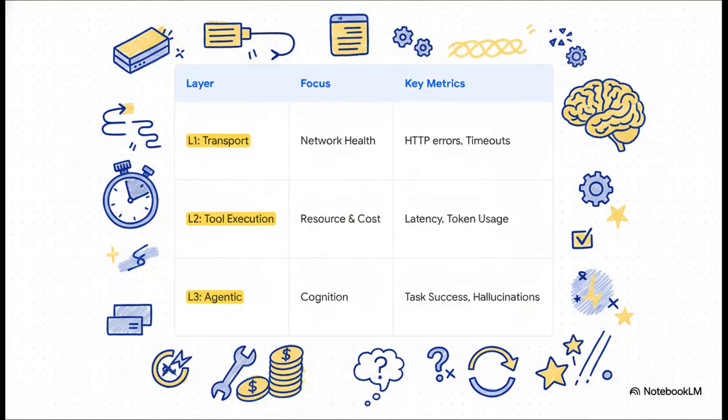And we have to monitor this whole process at different altitudes. Layer 1 is just the basic plumbing. Is the network okay? Are there connection errors? That's standard stuff. Layer 2 gets a bit more specific. How much is each tool call costing us? How slow is it? But Layer 3 is the revolutionary part. This is where we measure agentic performance. Is the agent actually succeeding? How often is it just making things up, hallucinating? Is it stuck in a loop? This is where we're actually grading the quality of its thinking.